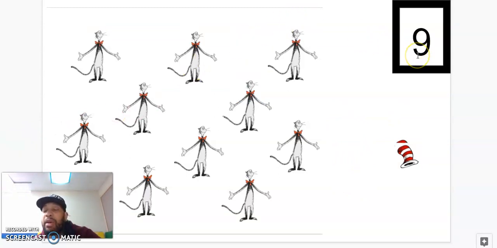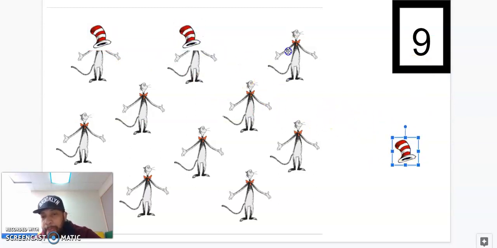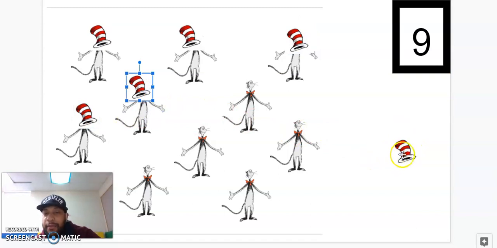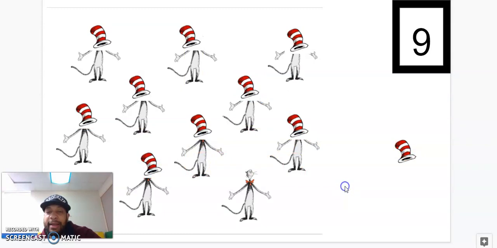This number is the number nine. We're going to count nine hats. One, two, three, four, five, six, seven, eight, nine. Nine hats.